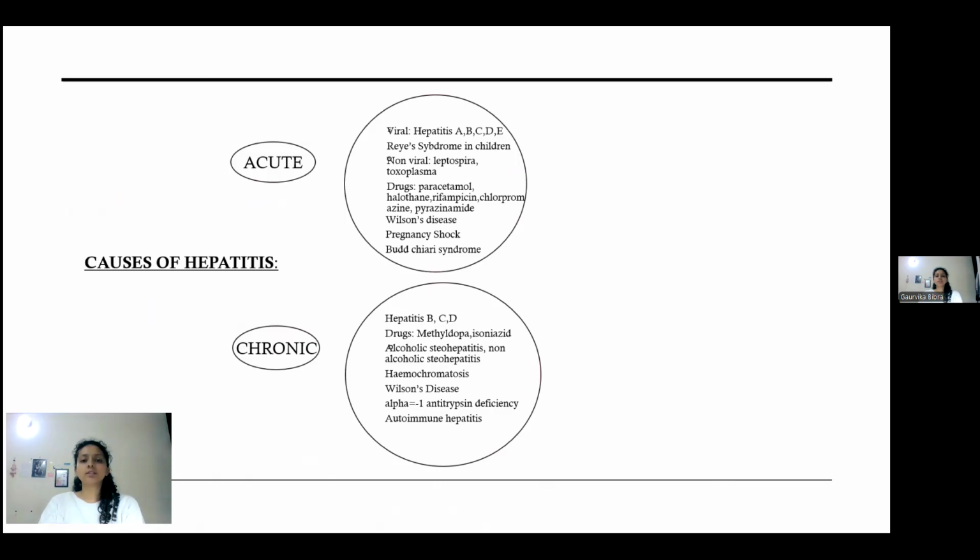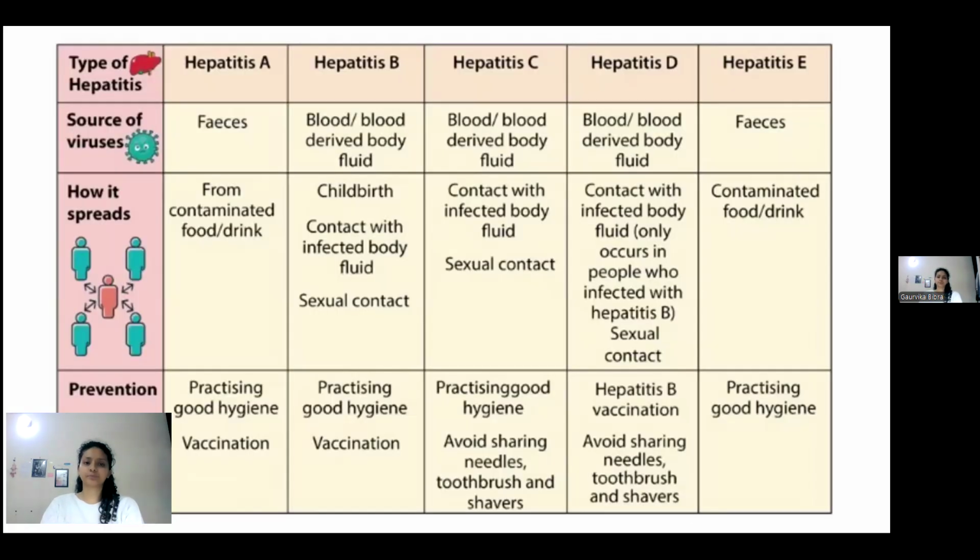Causes: acute consists of viral hepatitis A, B, C, D, E, and Reye's syndrome in children. Non-viral, for example leptospira and toxoplasma. Drug-induced, such as by paracetamol, halothane, rifampicin, chlorpromazine, pyrazinamide. Wilson's disease, pregnancy, shock, or Budd-Chiari syndrome. Chronic causes include hepatitis B, C, D, drugs such as methyldopa, isoniazid, alcoholic steatohepatitis and non-alcoholic steatohepatitis, hemochromatosis, Wilson's disease, alpha-1 antitrypsin deficiency, and autoimmune hepatitis.